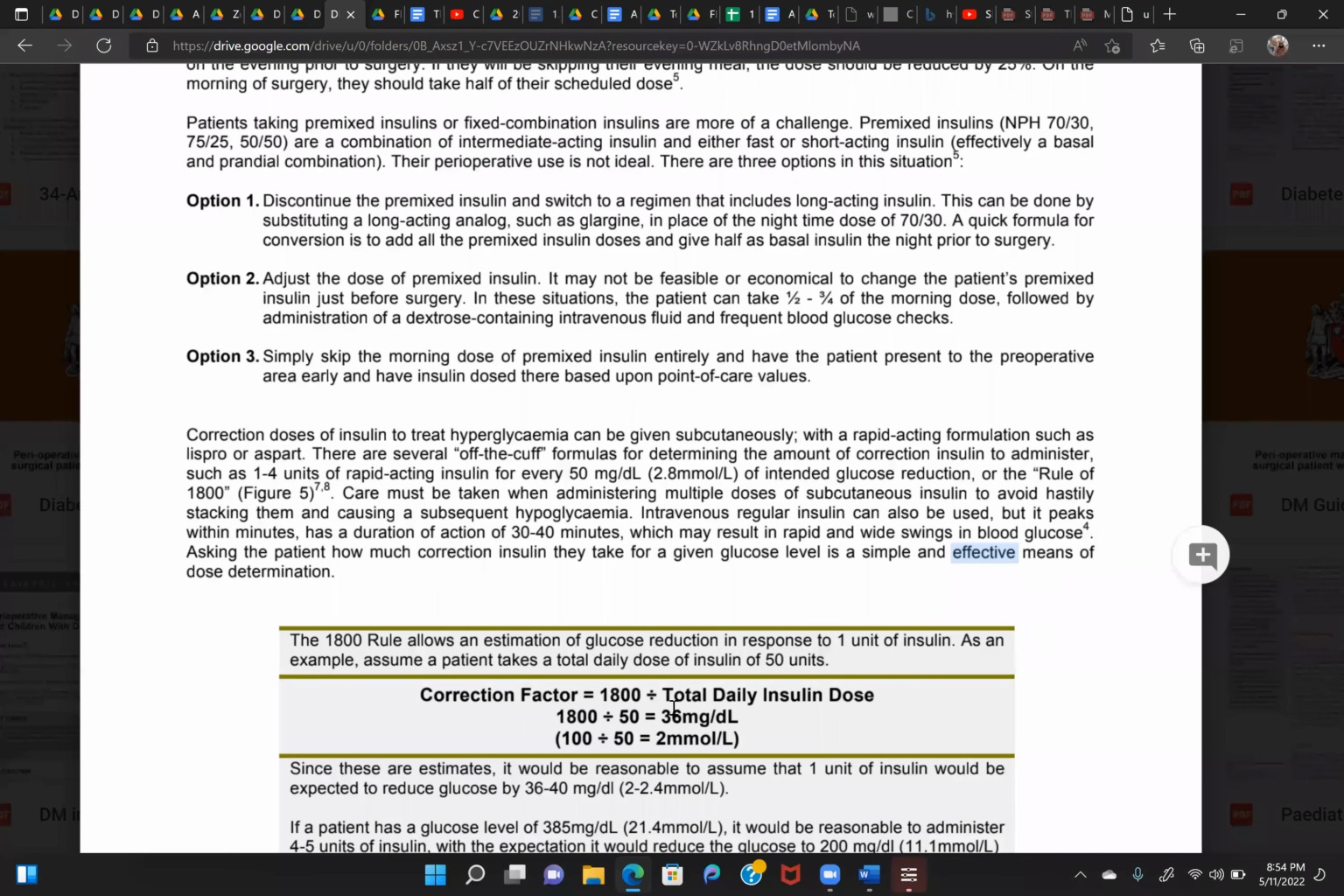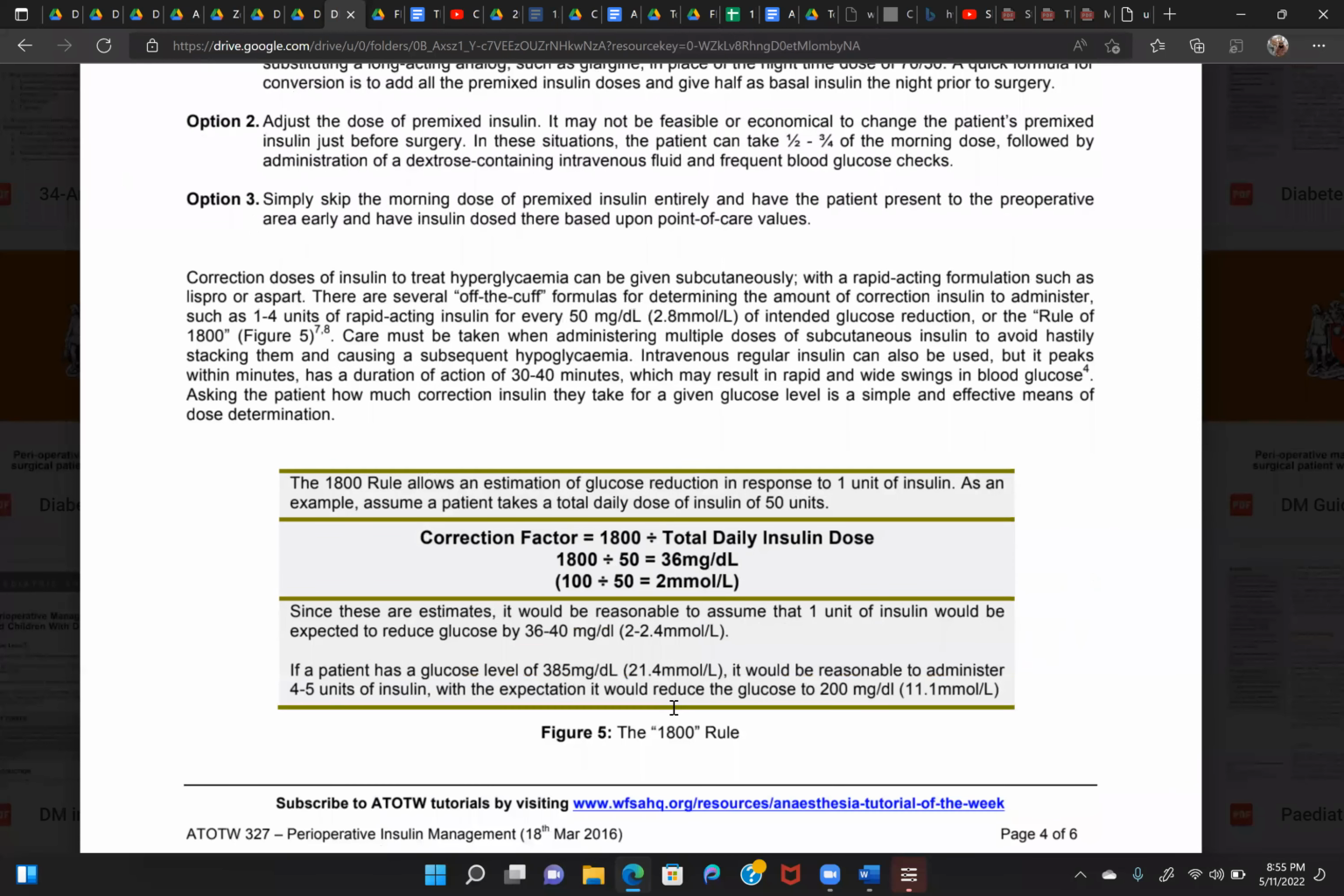I think this seems interesting: correction factor 1800 divided by total daily insulin dose. What is it? Actually, I have not read this article. I'm just trying to show you whatever basic concept is there, I just try to use that concept. Okay, I think leave it.